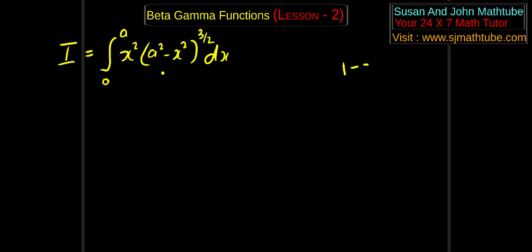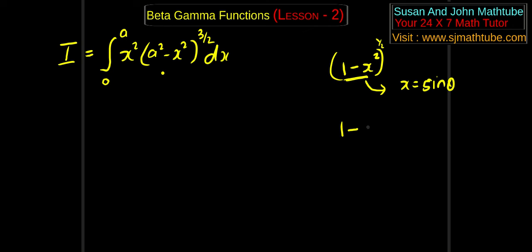Anyway, look at this. Suppose you have 1 minus x square inside a square root or a to the whole power 5 by 2 or 3 by 2. Basically anything related to 1 by 2, that means a square root. The substitution is x is equal to a sin theta or cos theta, because 1 minus sin square theta will be cos square theta, and you will be able to escape from the square root.